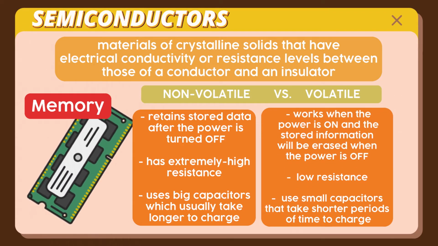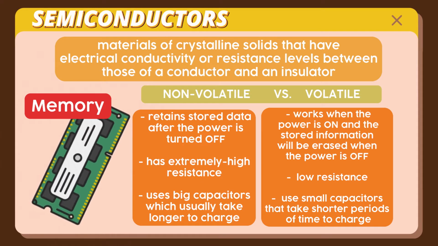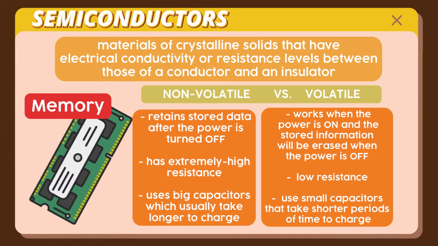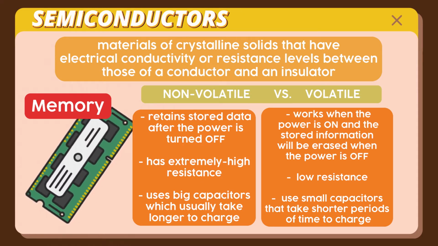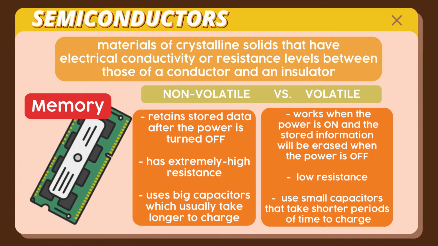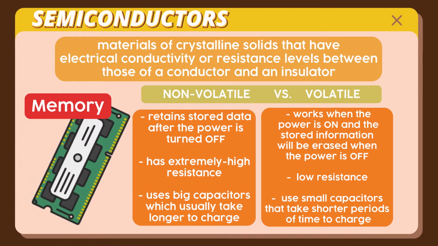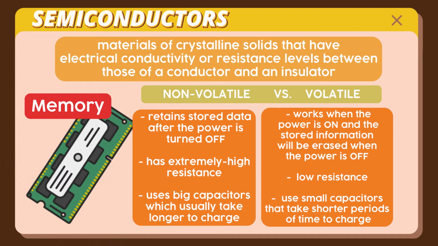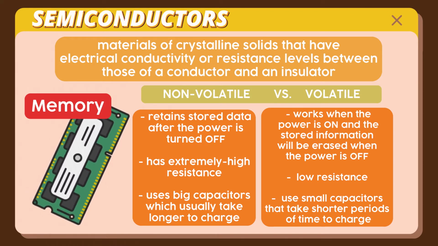While volatile memory works when the power is on, and the stored information will be erased when the power is off. It has small energy barrier or low resistance, and it generally uses small capacitors that take shorter periods of time to charge. Lastly, as long as electricity is supplied in volatile memory, its memory cells work really fast.